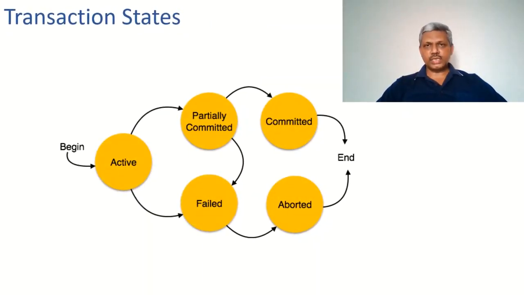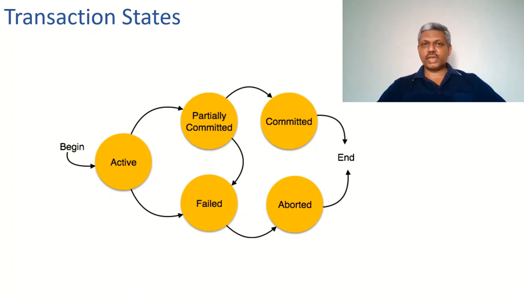The states of the transactions are depicted in pictorial form here. Once a transaction starts, it goes into the active state, and once the transaction is performing its actions or instructions one by one, gradually it may reach a partially committed stage if all the actions are complete. Or if in the middle, after performing a certain set of operations, it fails, then it reaches a failed stage. So there are two possibilities. Either the active transaction can reach a partially committed stage or a failed stage.